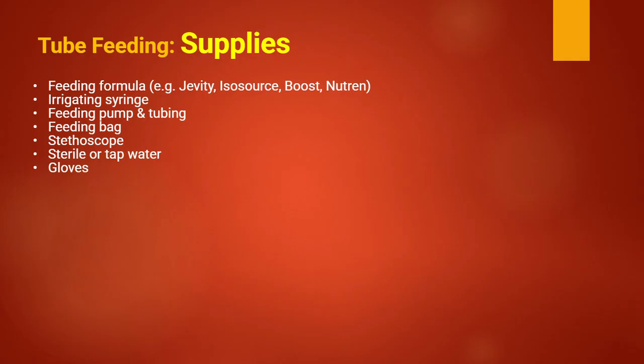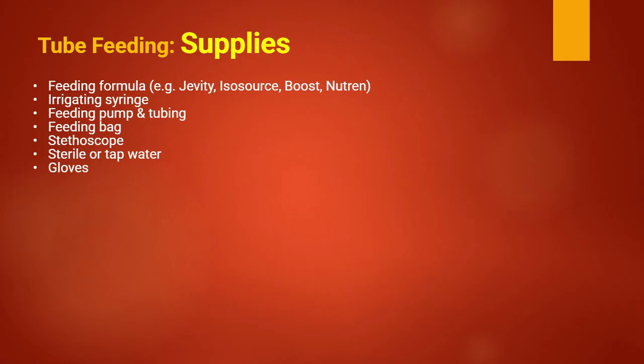First, we need the feeding formula, which provides the patient's required nutrition. Common brands include Gevity, Isosource, Boost, and Nutren. Each formula is designed for specific nutritional needs. Some are high in protein, fiber, or calories, while others are made for patients with specific conditions such as diabetes or renal disease. It's critical to verify that the correct formula and prescribed amount match the provider's order before administration.